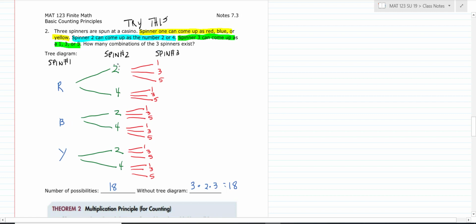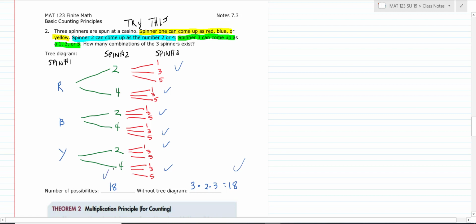So from each of these, you've got to branch out to 1, 3, 5. Like that. Well, if you count this, this would be 3, 6, 9, 12, 15. There's 18 possibilities. The key thing is there's 3 ways to do spinner 1, 2 outcomes on spinner 2, 3 outcomes on spinner 3. So 3 times 2 times 3 is 18. So that's the shortcut.